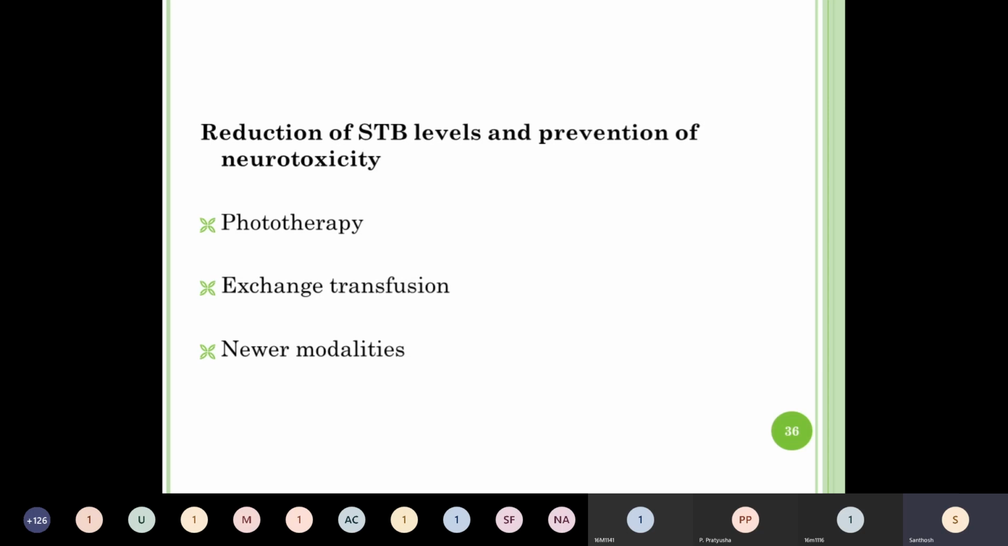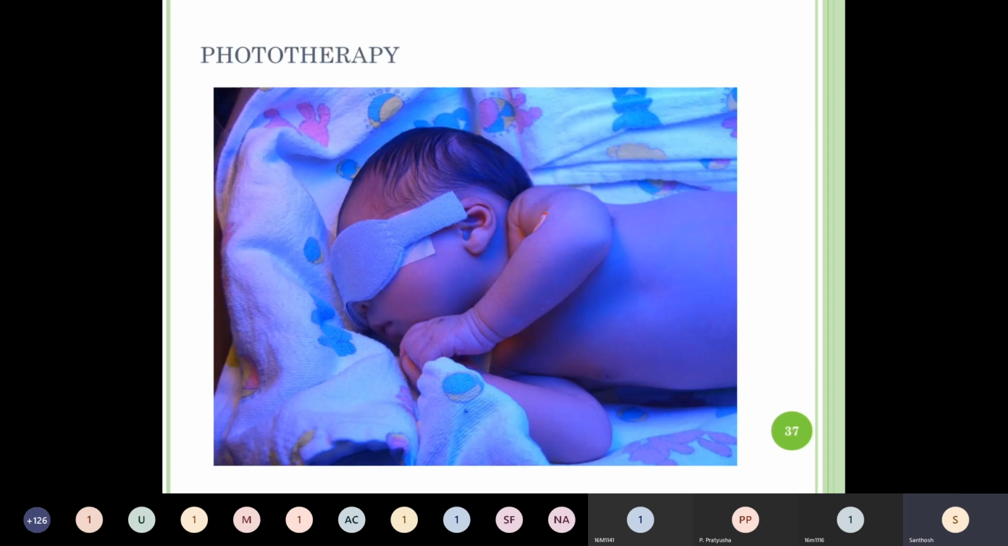Now, what are the modes of treatment? One is phototherapy, exchange transfusion, and there are a few more modalities. So, what is phototherapy? In infants, blue-green light in the range of 460 to 490 nanometers is given. The bilirubin absorbs light at this wavelength, and it is converted into soluble forms. Here is one such baby under phototherapy. This is a blue-green light.